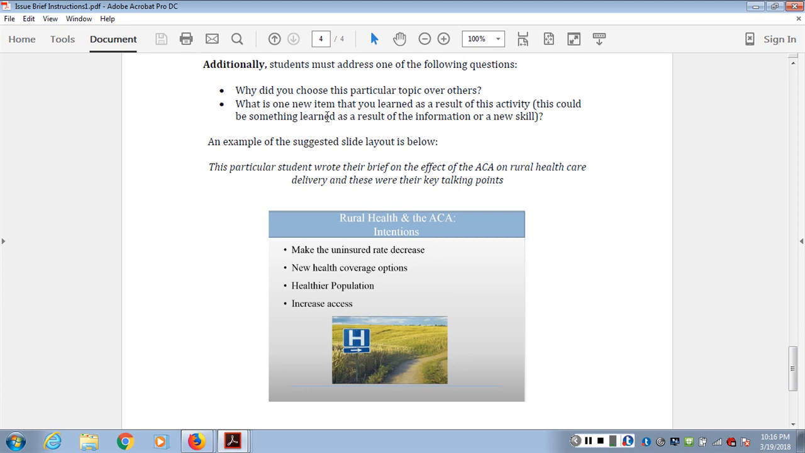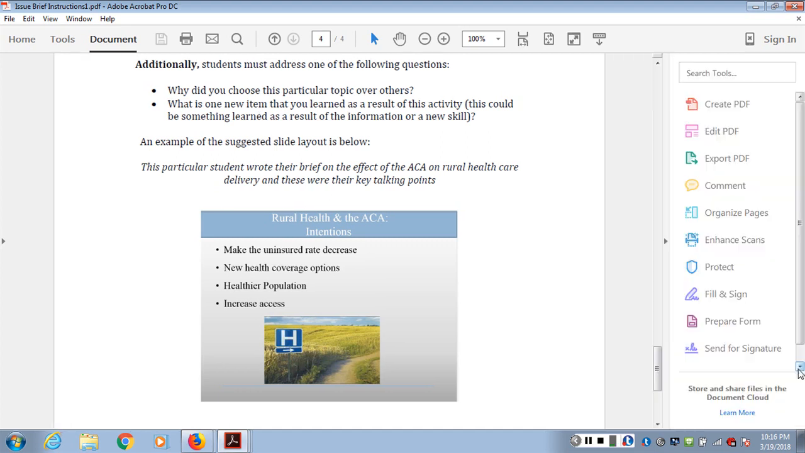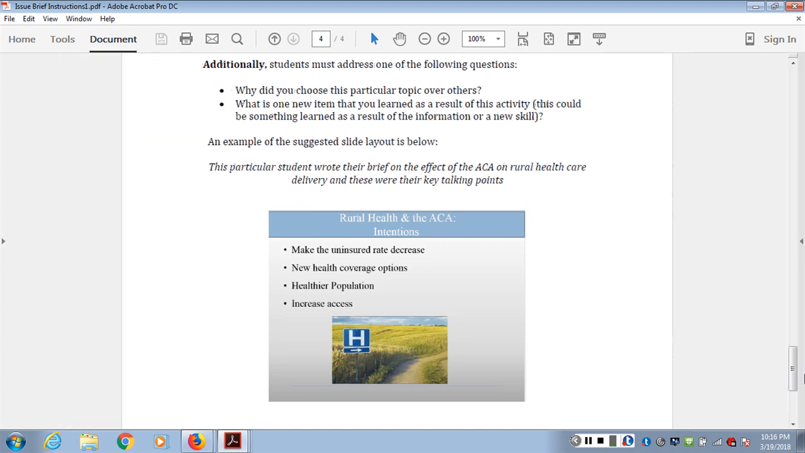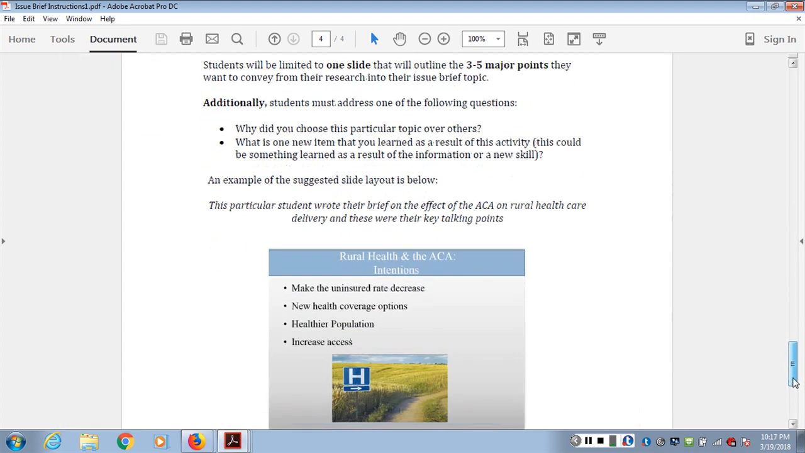Or you can address the other question, which is, what is one new item that you learned as a result of this issue brief activity? It could be something you learned from the information itself, or a new skill that you picked up. So I'm looking for you to address not only your 3 to 5 major key points, but also one of these particular questions.